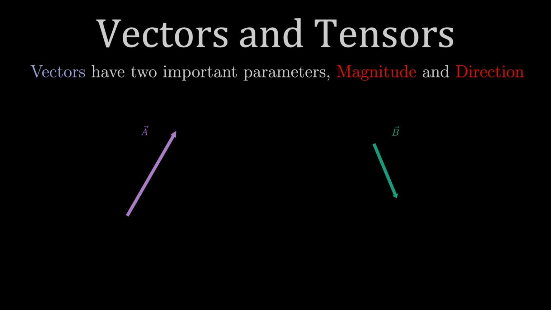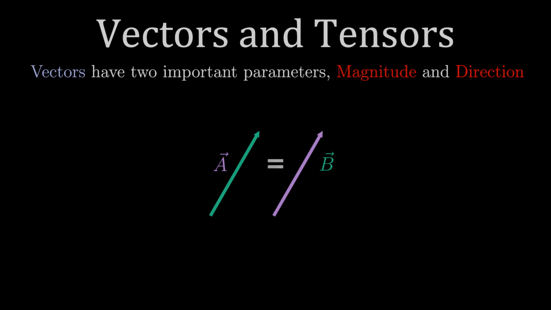Note that vectors only have these 2 values, magnitude and direction. Vectors are not defined by where they start or end, meaning we could make vector B longer and rotate it to match the direction of vector A. And even if they are separated in space, meaning they don't overlap, they are still considered to be the exact same vector.